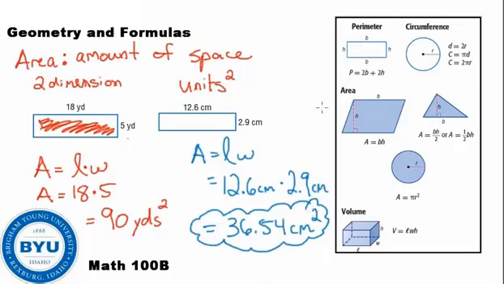Now, let's take a look at our formulas, because there are some other important ones that we need to know. Notice this object is called a parallelogram, and the area of a parallelogram is also area equals base times height. The area of a triangle is 1/2 the base times height. We'll also be testing you on those two objects, to make sure you can figure out the area of a parallelogram and the area of a triangle using those formulas.